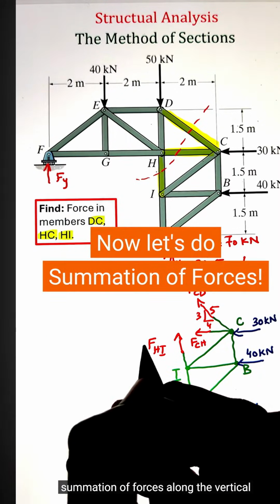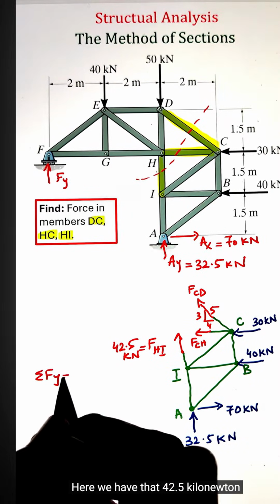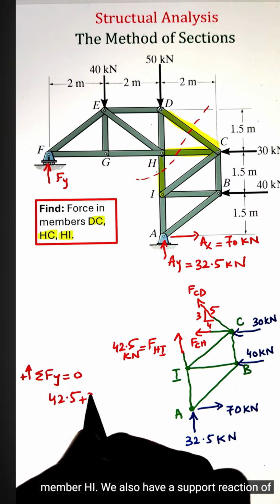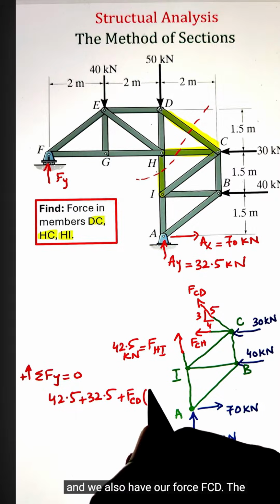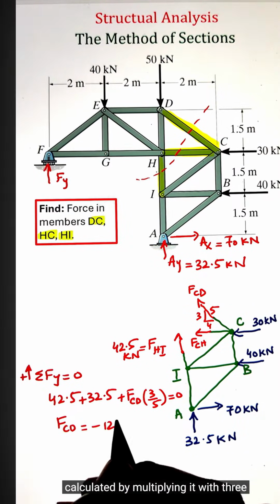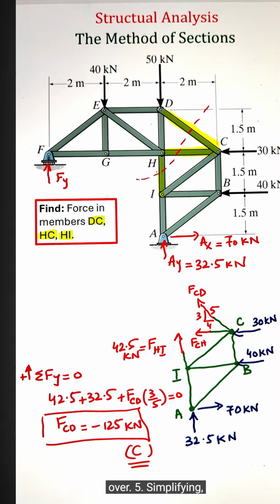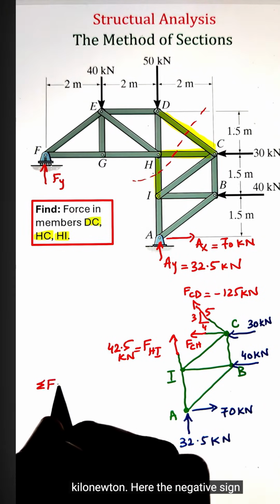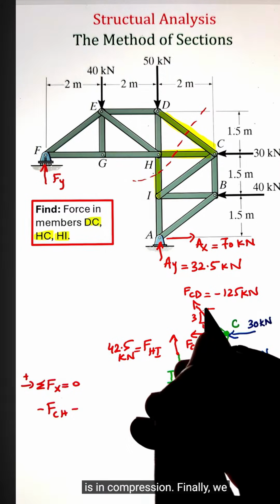Summation of forces along the vertical direction and equate it equals to 0. Here we have that 42.5 kilonewton going in the tensile direction in member HI. We also have a support reaction of 32.5 kilonewtons going upward, and we also have our force FCD. The vertical component of that can be calculated by multiplying it with 3/5. Simplifying, we get a value of negative 1.25 kilonewton. Here the negative sign is indicating that the force in the member is in compression.